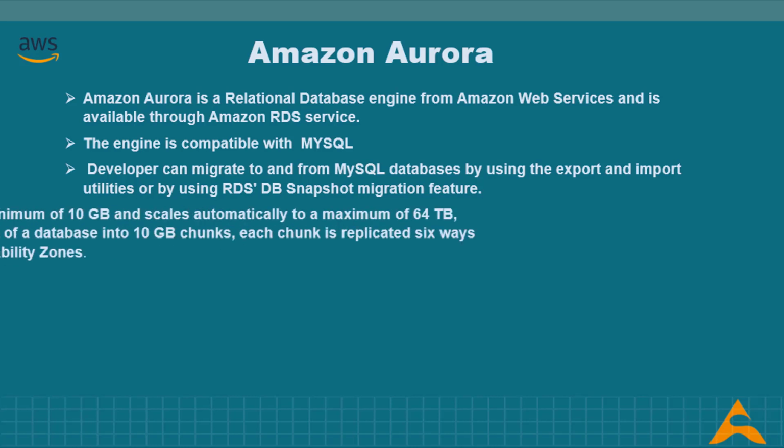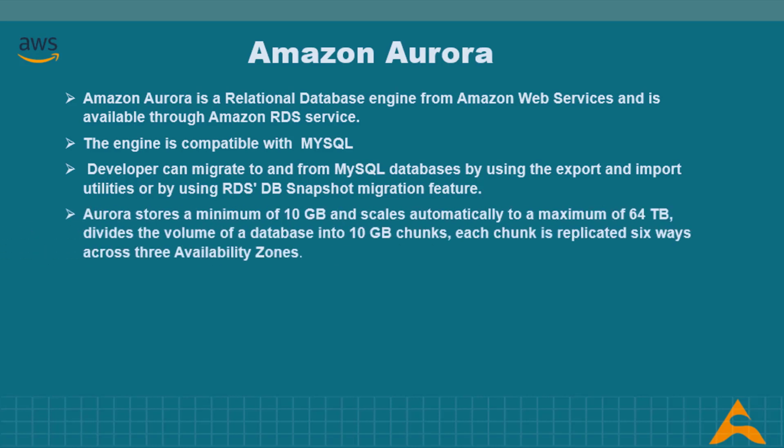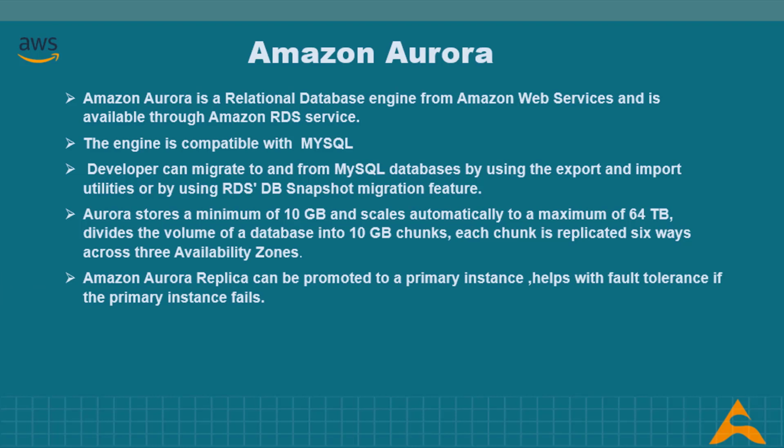Basically, Aurora stores a minimum of 10 GB and scales automatically to a maximum of 64 TB. The service divides the volume of a database into 10 GB chunks, which are spread across different disks. Each chunk is replicated 6 ways across 3 availability zones. If data in one availability zone fails, Aurora attempts to recover data from another availability zone. Aurora is also self-healing, meaning it performs automatic error scans of data blocks and disks.